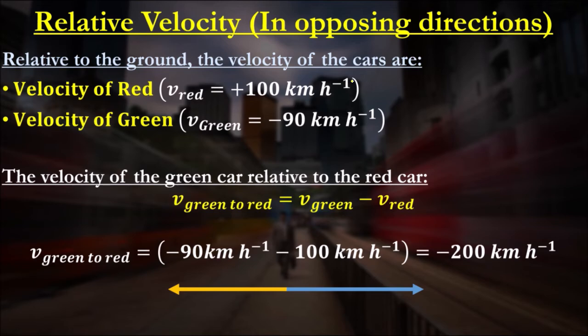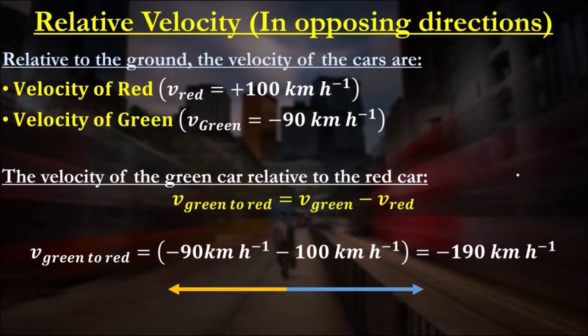Okay, so let's look at our example if the object is moving in opposing directions. Our red car is moving in this direction here, our green car is moving in this direction here. You can see the arrows that we've drawn out here. So what we have here, red has gone in this direction. Green has gone in this direction here.